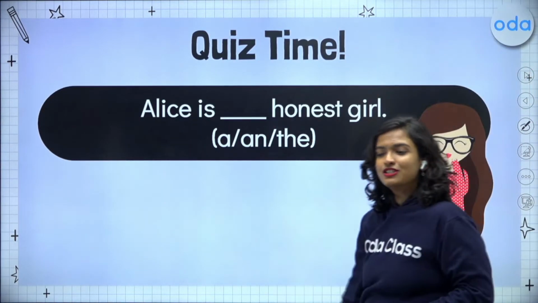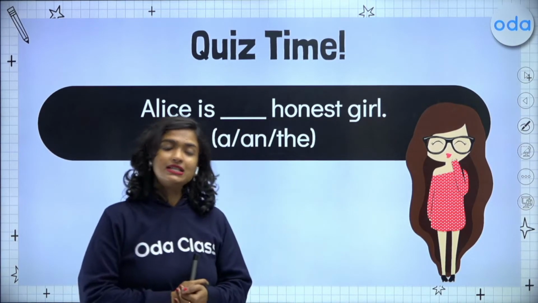All right, let's try one more question, students. Alice is blank honest girl.